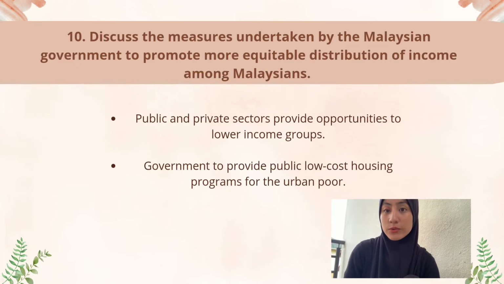Alright, for question number 10, discuss the measures undertaken by the Malaysian government to promote more equitable distribution of income among Malaysians. We have 2, which is public and private sector provide opportunities to lower income groups, and also we have government to provide public low-cost housing programs for the urban poor.